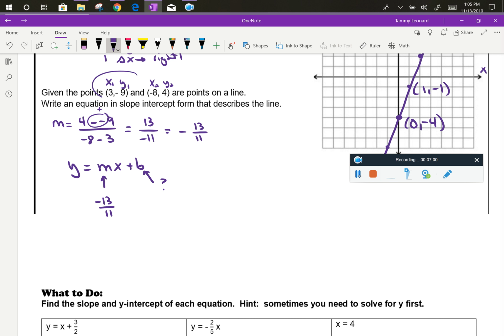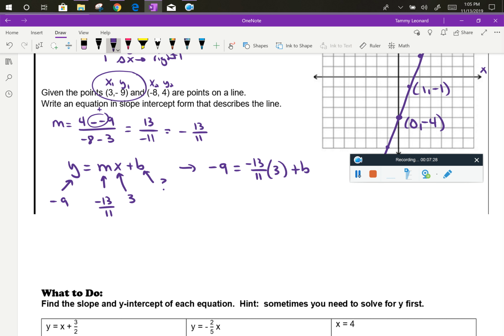So if I choose to take this first point, I can remove the x and put in a 3. I can remove the y and put in a -9. And notice that leaves me with only the b as a remaining variable. So writing this equation out, I have -9 equals -13/11 times 3 plus b. Now that's some hefty fraction work, but not all problems will work out with such an ugly number.